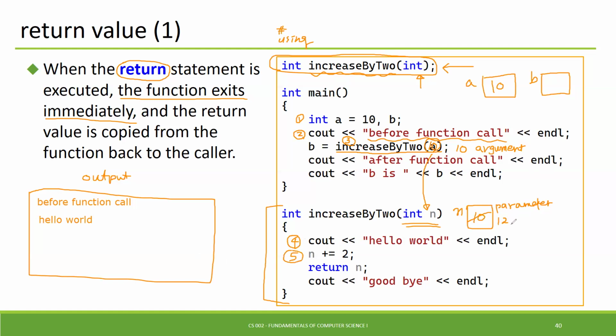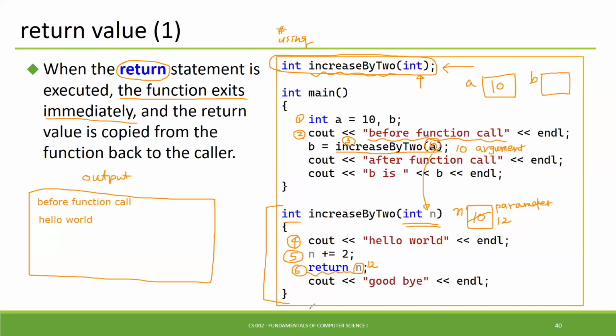N becomes 12. And guys, look at this one. This time, return n. Return 12, right? And n is an integer, right? Then at this moment, the function will end. Function execution will be finished.